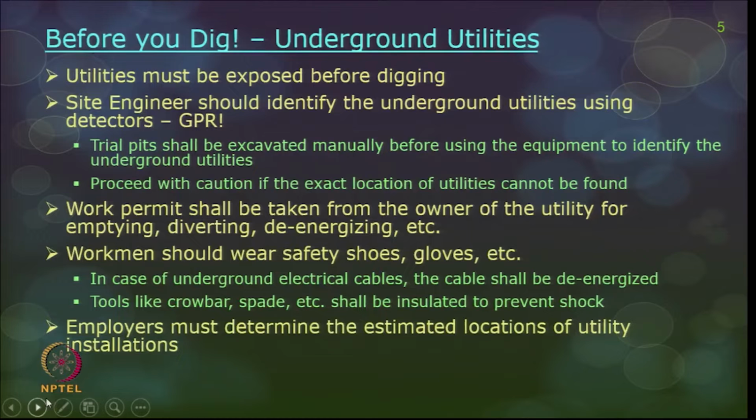So, utilities must be exposed before digging. The site engineer should identify the underground utilities using detectors. You can also use ground penetrating radar. There are other devices also available. So, you have to use an appropriate device and an appropriate choice of GPR based on what you want to scan. You are scanning the ground, and you should know what exactly you have to scan, what the depth of scan is, and what the intensity or accuracy is with which you want to scan. Based on that, you have to choose the equipment.